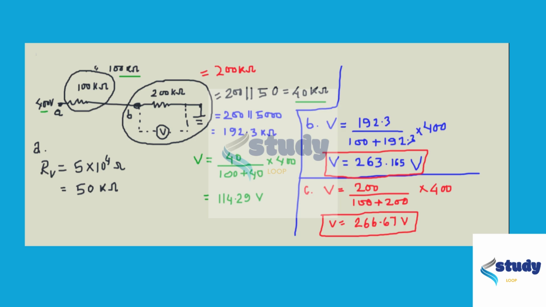So you should have observed that the higher the resistance of the voltmeter, the nearer it is to the exact value. That's why voltmeters have higher resistance, right? So this is the end of the solution.